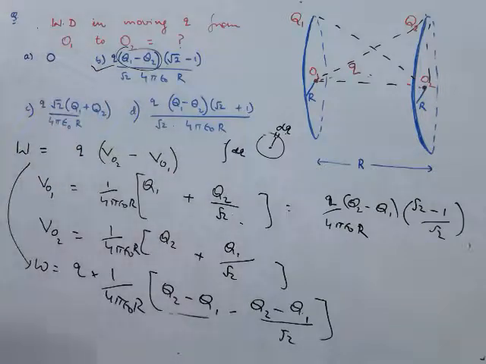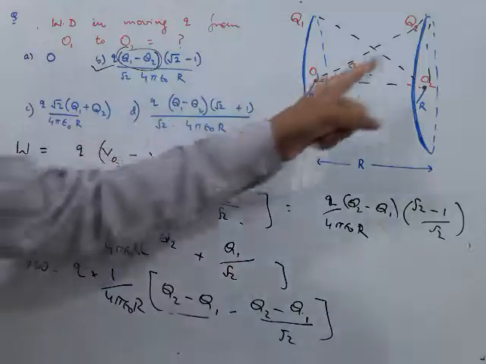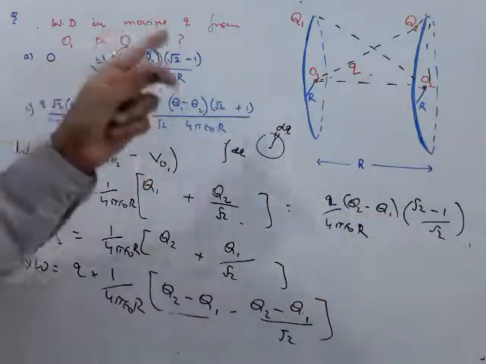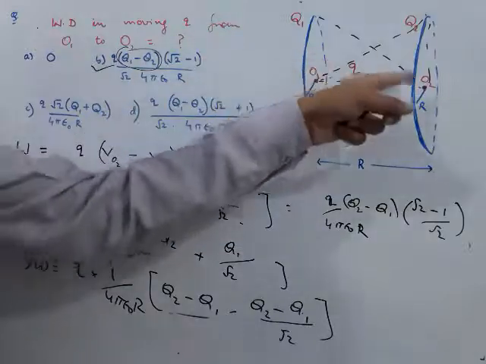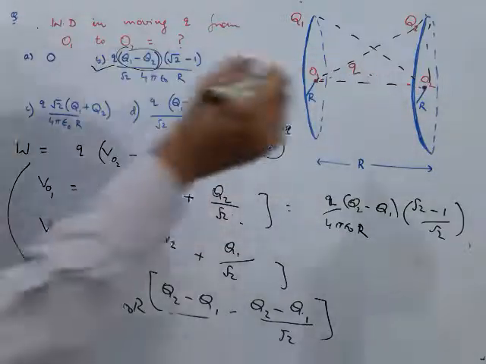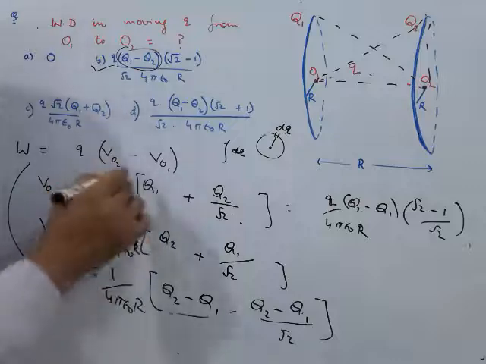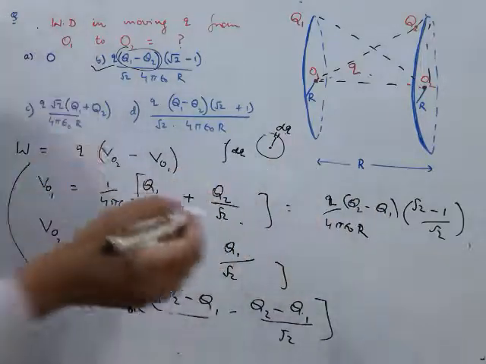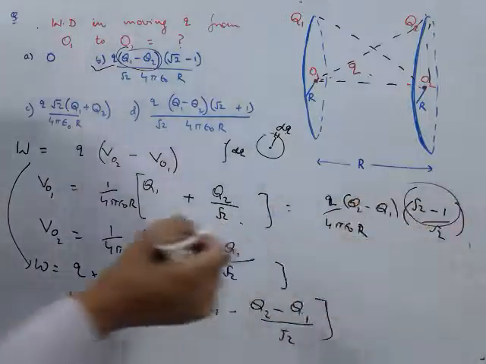So here I have taken the work done in shifting the charge from O1 to O2. That's why we are getting this. It's not mentioned in the question whether we are taking the charge from O1 to O2 or O2 to O1. So if you take it from O2 to O1, it will be just VO1 minus VO2, and you will get Q1 minus Q2. That's not important. What's important is this factor, root 2 minus 1.